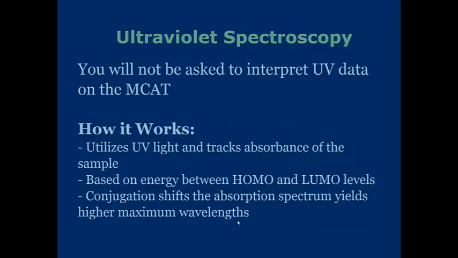As you might guess, if there's an IR, there has to be a UV as well. Although with UV spectroscopy, you will not be asked to interpret the data. You need to know how it works though. It uses UV light and tracks the absorption based on the sample, and it's based on the energy between HOMO and LUMO levels. HOMO being highest occupied molecular orbital, and LUMO being lowest unoccupied molecular orbital. The conjugation shifts the absorption spectrum and it yields higher maximum wavelengths.